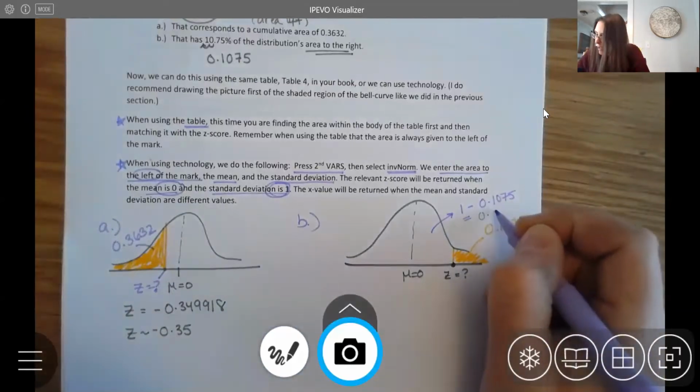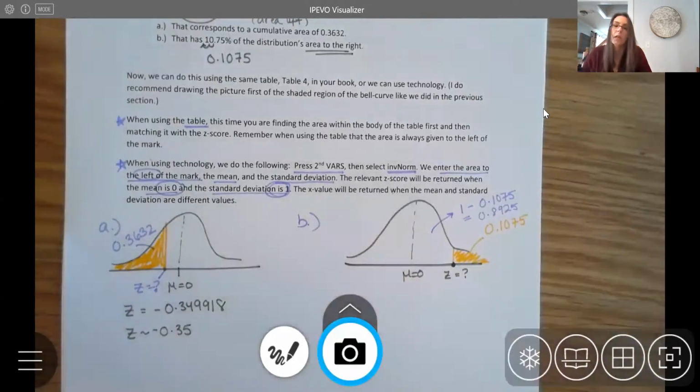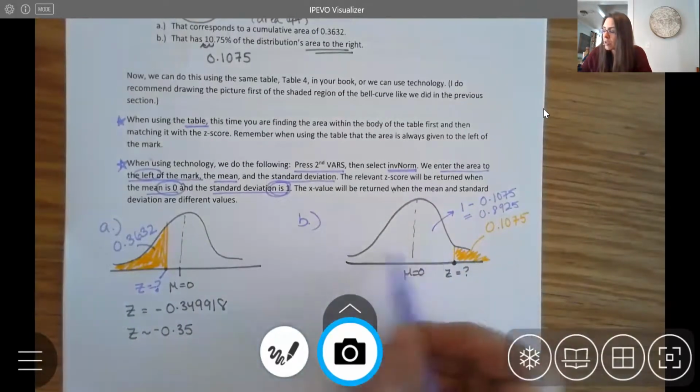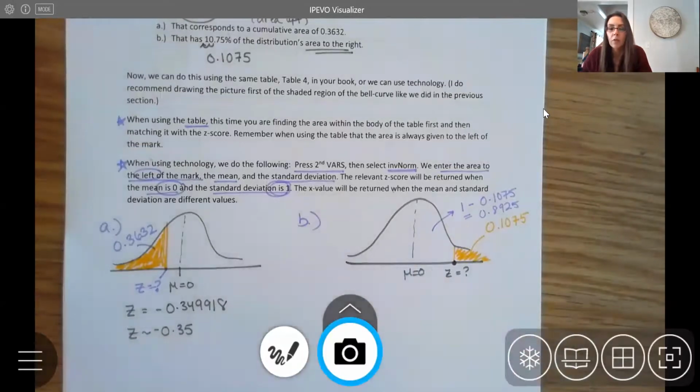And I have 0.8925. So you just want to be careful with this section when you're entering your data, even in the calculator. This time, you have to enter the area to the left of the point that you want. So even though I know this area, I'm actually going to enter this side of the data so my calculator can find that value for me.